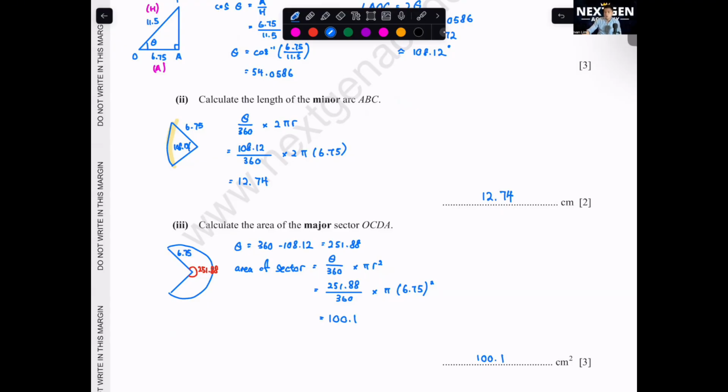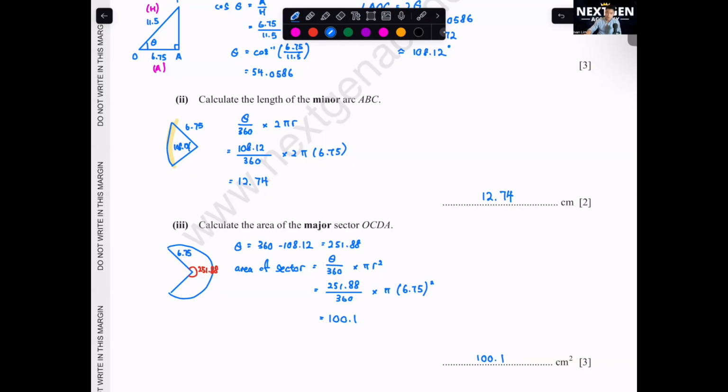Okay, question 4. If you can understand, can you type 4 in the chat? Any question, please type it out. Okay, let's go to number 5.